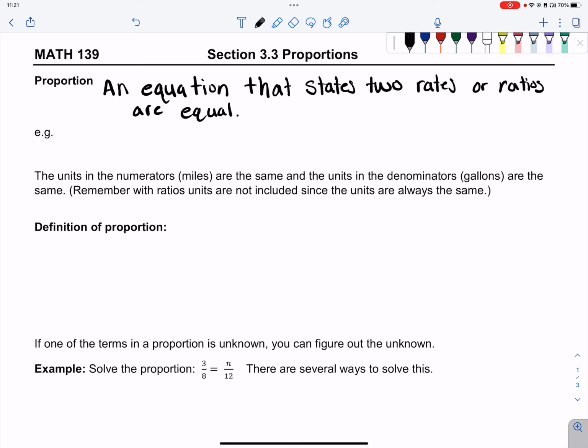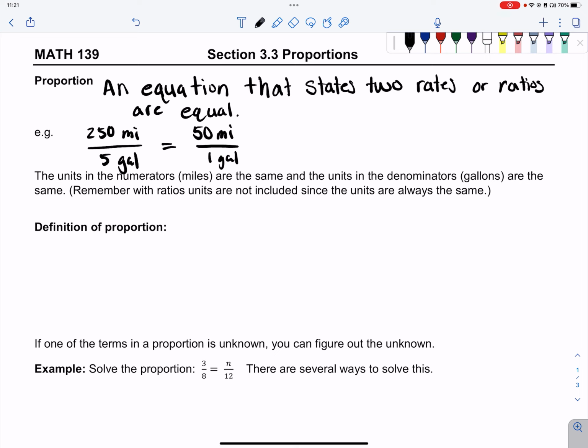A proportion is an equation that states two rates or ratios are equal. For example, if we have 250 miles over 5 gallons, this is a rate. This is the same rate as saying 50 miles over 1 gallon. They simplify to both the same thing, so we know that those two things are equal to each other, and we can write that as a proportion.